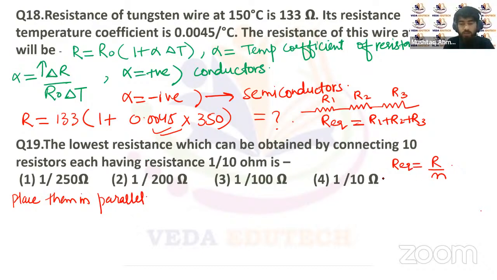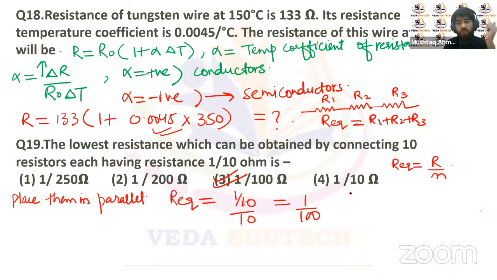There are 10 resistors in parallel, each of resistance R. Their equivalent resistance, the least resistance, will be 1 by 10 upon 10, that equals 1 upon 100. It means that the least resistance for this combination will be 1 upon 100 ohm. They will be placed in parallel to each other so that the resistance between them is smallest, that is 1 by 10 ohm each.